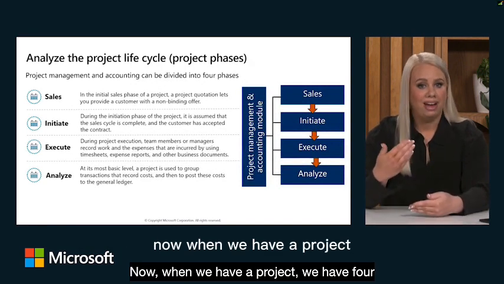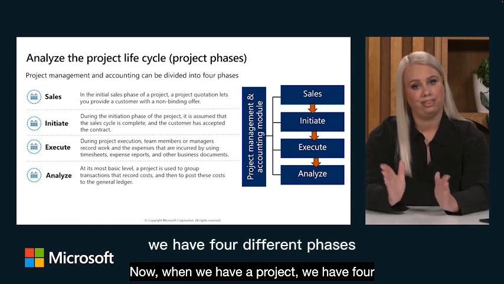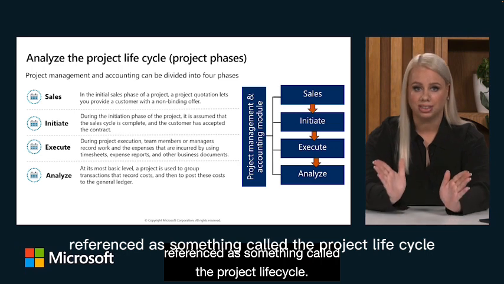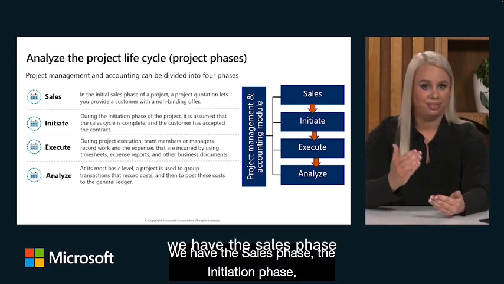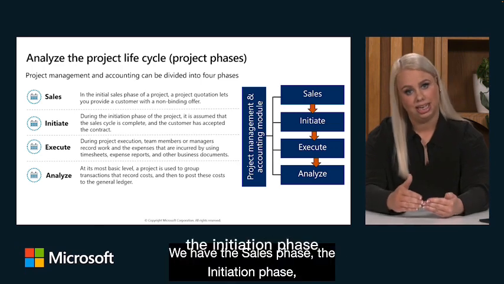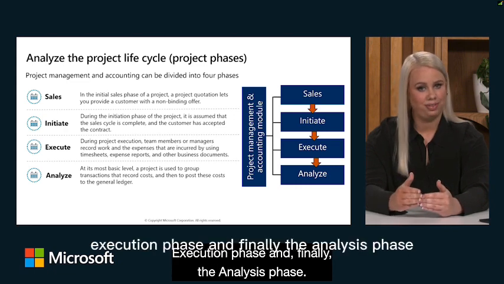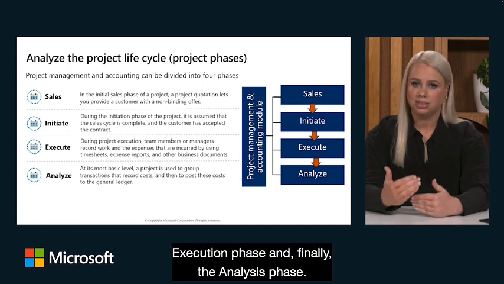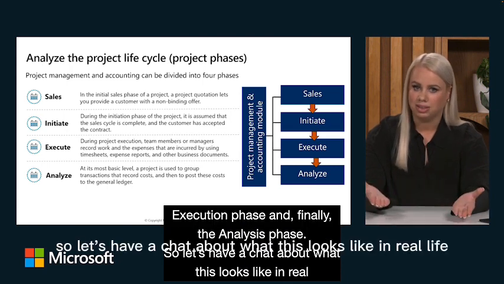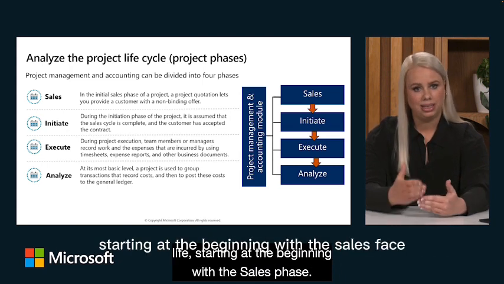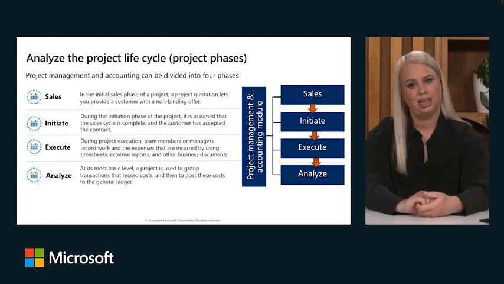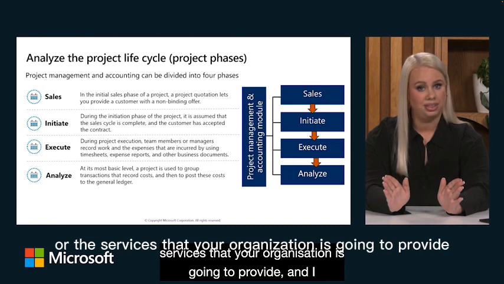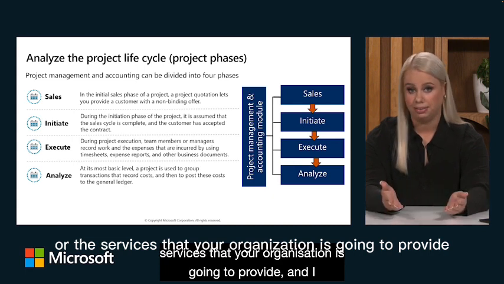Now, when we have a project, we have 4 different phases, and you might have heard of this referenced as something called the project lifecycle. We have the sales phase, the initiation phase, execution phase, and finally, the analysis phase. So let's have a chat about what this looks like in real life, starting at the beginning with the sales phase. This is where you are providing a quote for the items or the services that your organisation is going to provide.